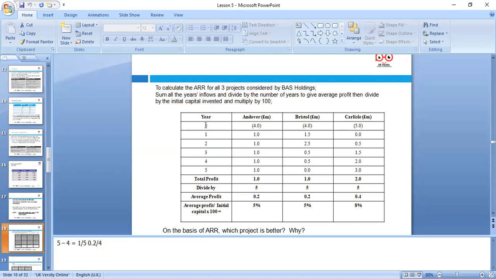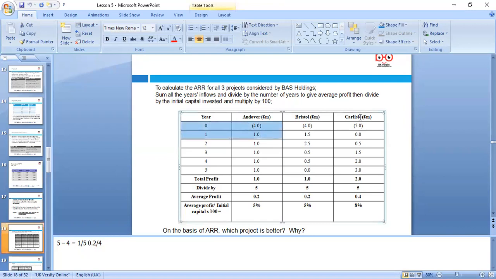We are investing 4 million in the current year, with 5 million required. If you're getting 5 million in 5 years, then 5 minus 4 is 1 million in profit. How many years? 5 years. So 1 divided by 5: every year the profit is 0.2 million.